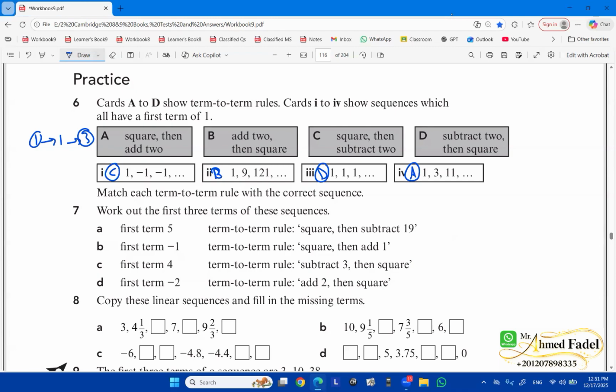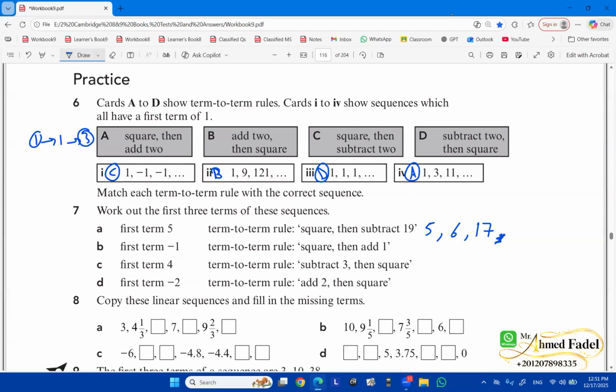Work out the first 3 terms of these sequences. The first term is 5, so I'm going to write 5 because they requested the first 3, not the next 3. Term to term rule is square it, so 25. Then subtract 19 becomes a 6. Square it, 36. Then minus 19 gives you exactly 17. Hopefully I'm doing them right. Yeah, 36 minus 19 gives you exactly 17. Square it. They want only the first 3 terms, so I can stop here. Thank God, I'm not going to do that calculation.